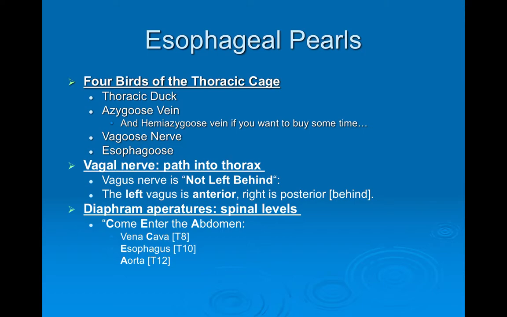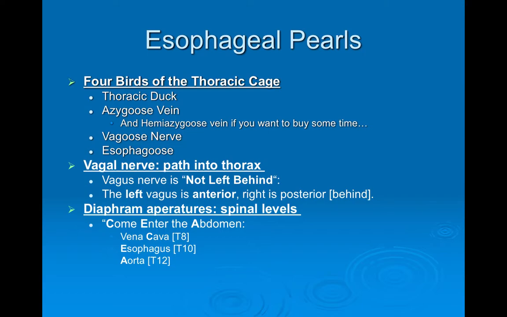Your vagus nerve. It's important to know the tract of the vagus nerve. The vagus does a lot. It provides so much activity for essentially all of the structures in your upper abdomen and your chest. So the vagus nerve: left is anterior, and right is the posterior one.